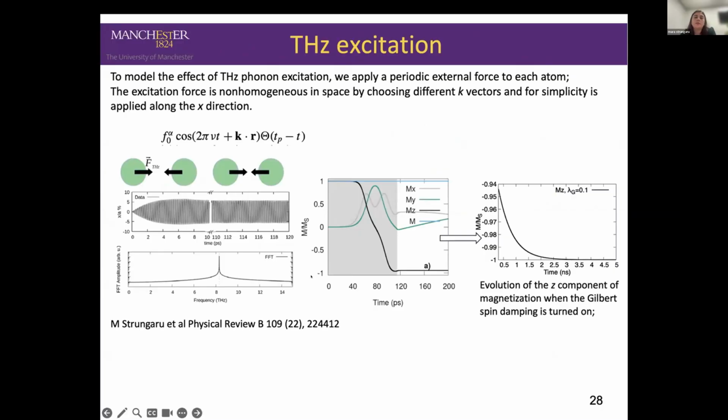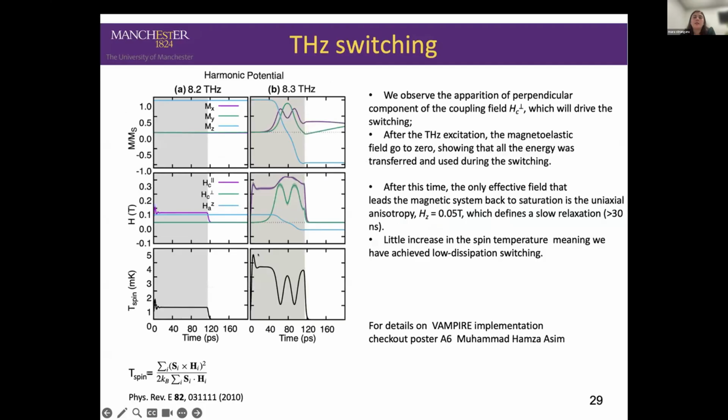And most importantly, we are able to look at the switching via phonon excitation. So going back to this switching mechanism that hopefully can provide more energy efficient switching, we are able to excite our phonons via this periodic force. And during this excitation time, we observe that we have a strong response in the magnetization and even switching. But more importantly, by calculating the spin temperature during this process, we observed that the increase in the spin temperature is very little, only in the millikelvin regime. Hence, we achieve what's called cold switching and non-dissipative switching. So we are able to reverse magnetization with very little energy dissipation.